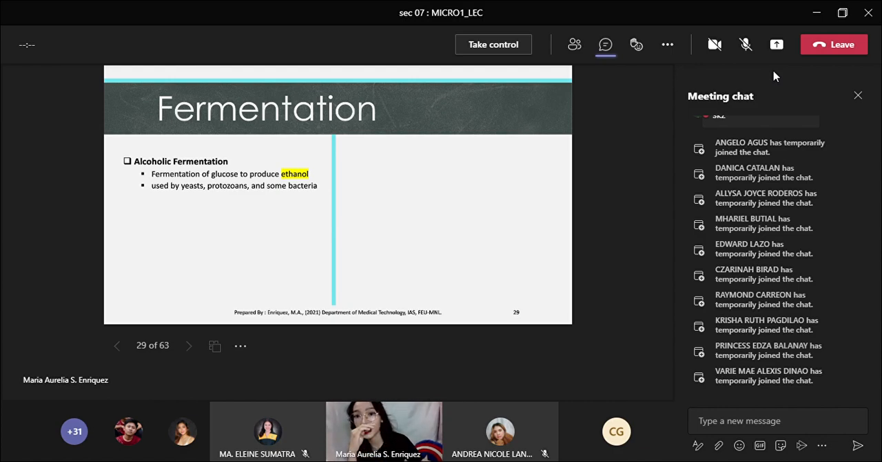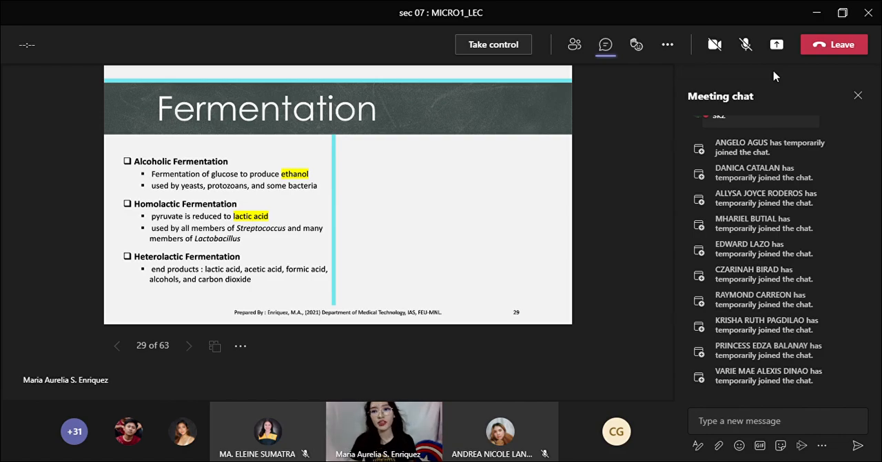So alcoholic fermentation utilizes glucose to produce ethanol. So ethanol is a form of alcohol, right? Maliban po sa mga anaerobic bacteria, kaya rin po itong gawin ng mga fungi and also protozoa. Homolactic fermentation, as the name implies, pyruvate is reduced to lactic acid and lactic acid only. So comparing this to the heterolactic fermentation, the end product of heterolactic fermentation includes lactic acid and also acetic acid and also formic acid, plus alcohol and carbon dioxide.